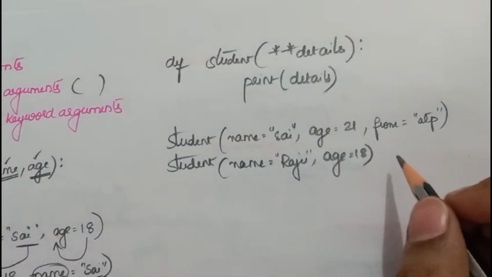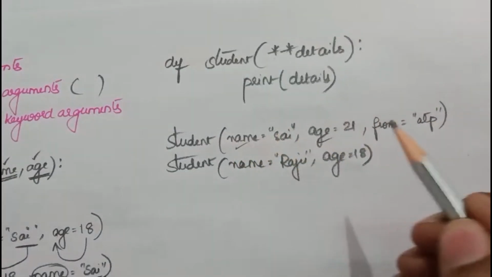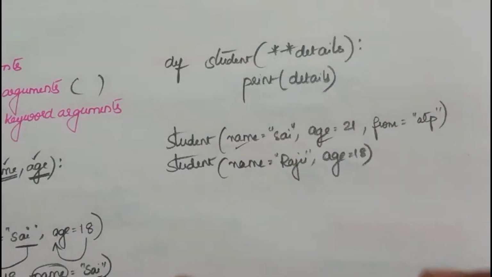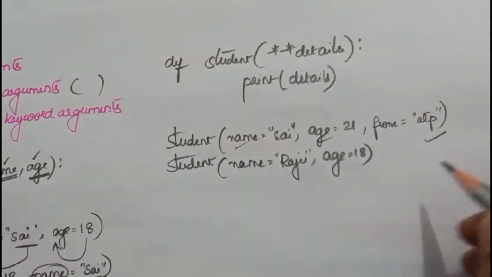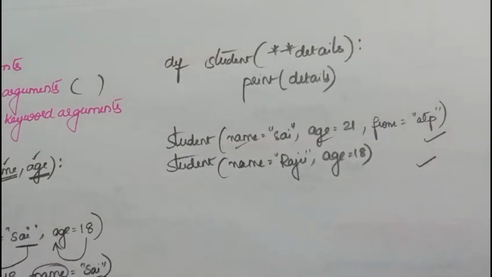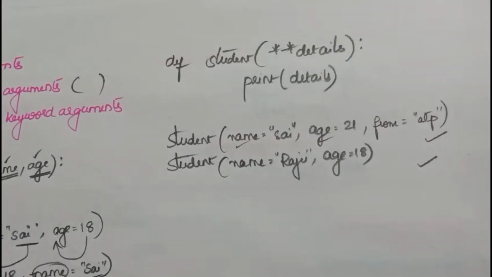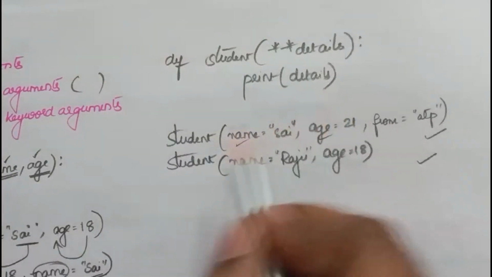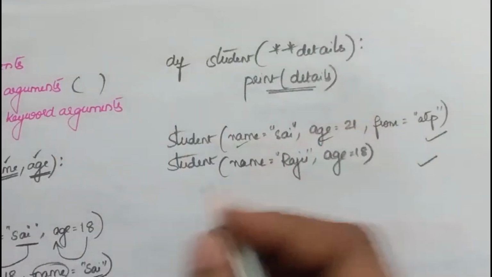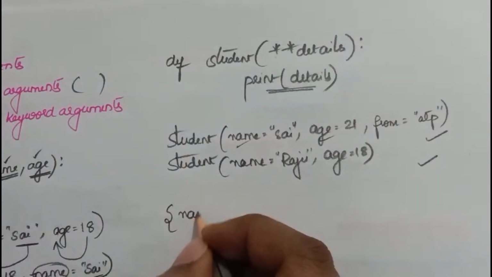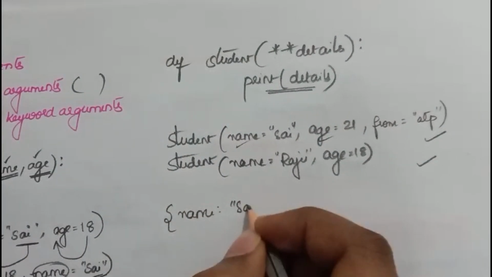So we are using keywords, but the number of arguments we are passing to that function is different. Here we are passing 3, here we are passing 2. So it is a combination of keyword arguments and variable length arguments. That is why it is known as variable length keyword arguments. Now, in the first case, if you print details, it will print like this. Name is Sai in a dictionary format.